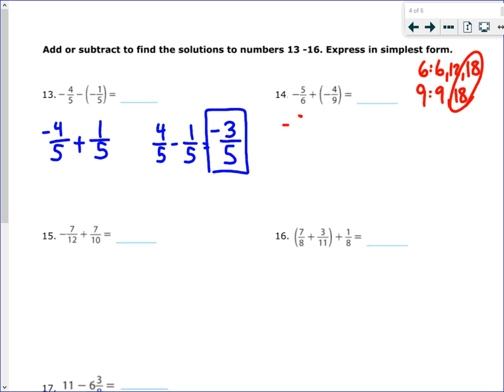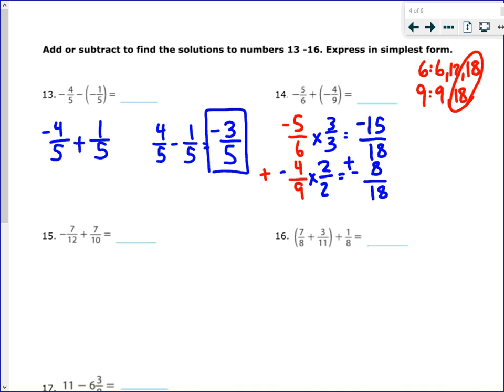So we're going to rewrite these to have a common denominator here. 4/9. To get 18 as my common denominator, I'm going to multiply this one by 3 over 3, which gives me negative 15 over 18, plus a negative. Let's multiply this one by 2 over 2, which gives us 8 over 18. And remember, this is already negative. Let me fix that.